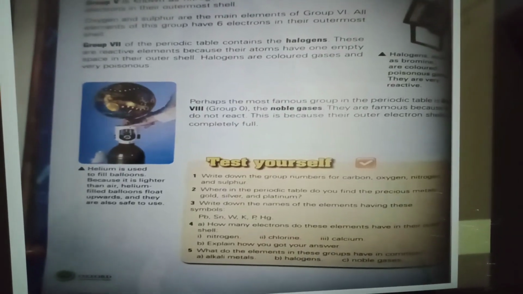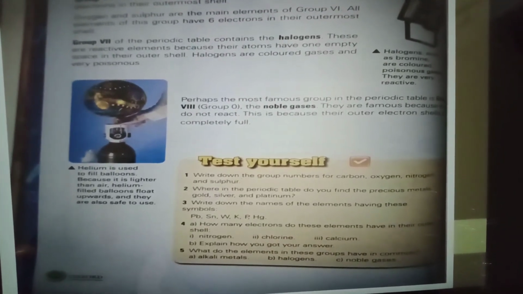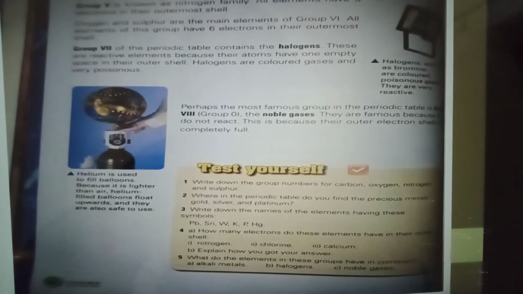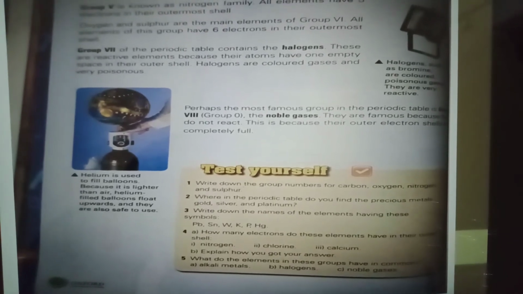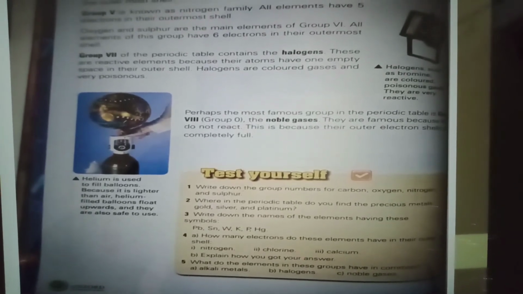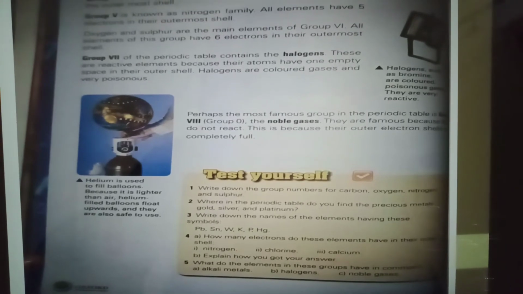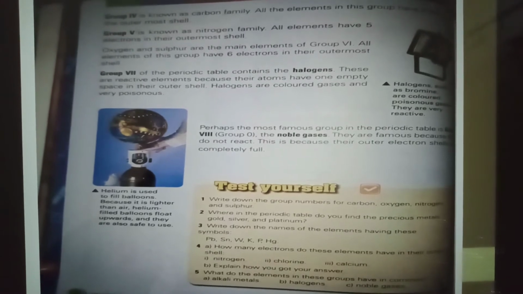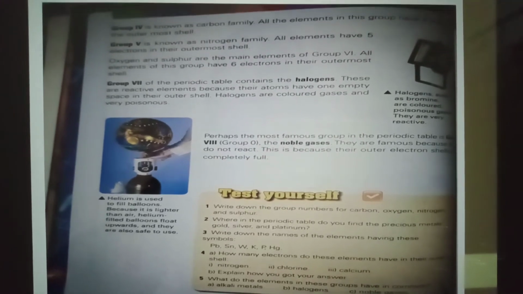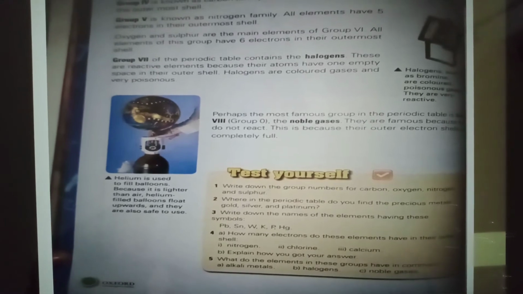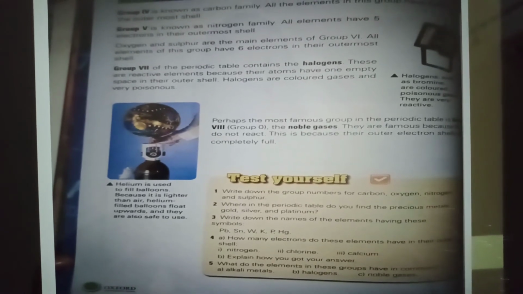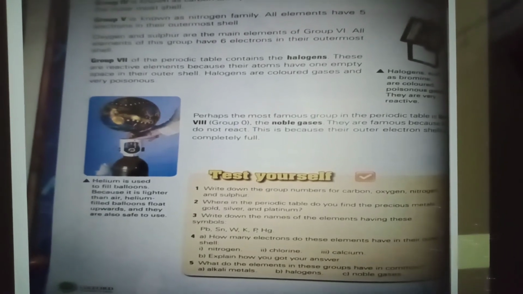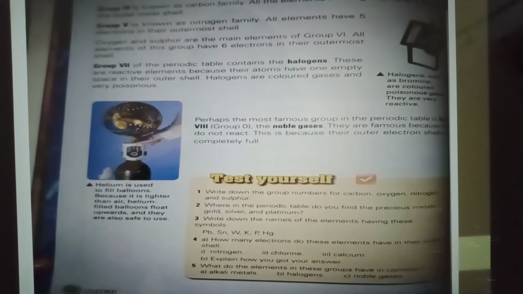Write down the names of the elements having these symbols: Pb, Sn, W, K, P, Hg. So Pb is for lead, Sn for tin, W is for tungsten, K is for potassium, P is for phosphorus and Hg is for mercury. You will write these symbols from the periodic table and you will write these names.